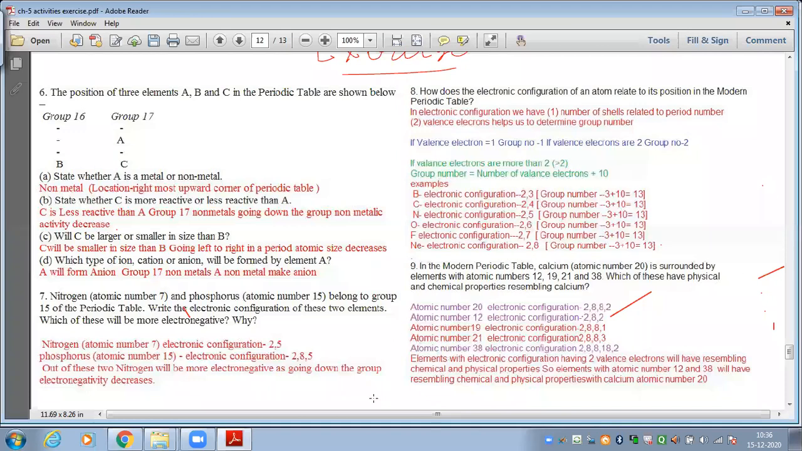Now, my dear students, do you have any doubt? You can ask me if you have any doubt.